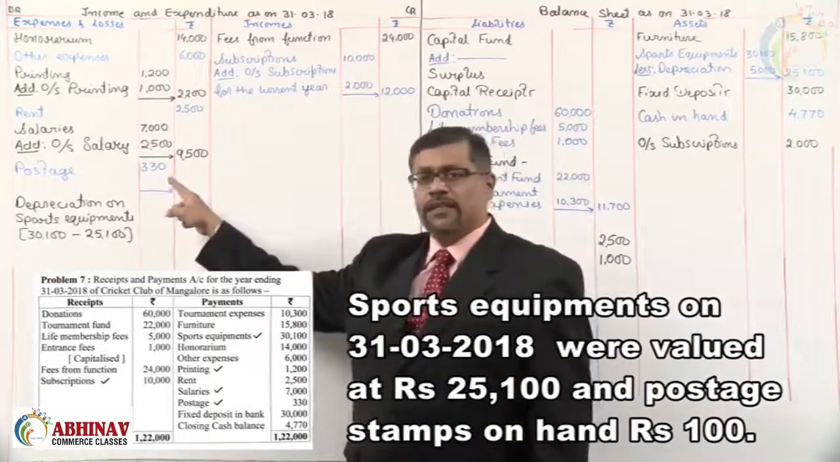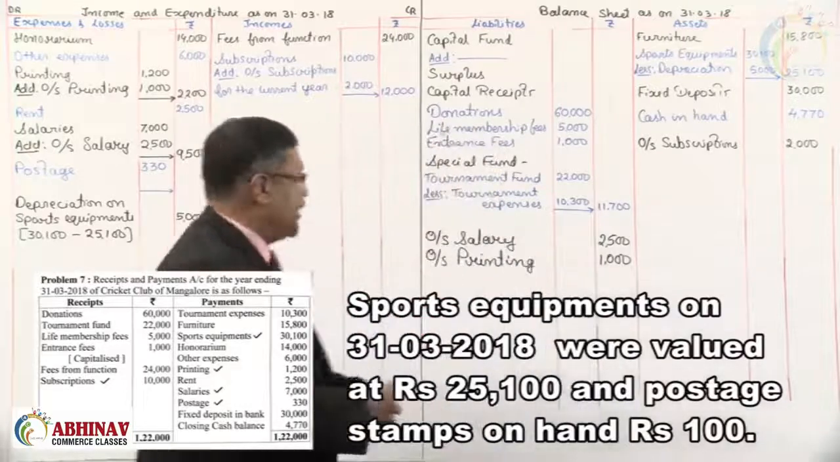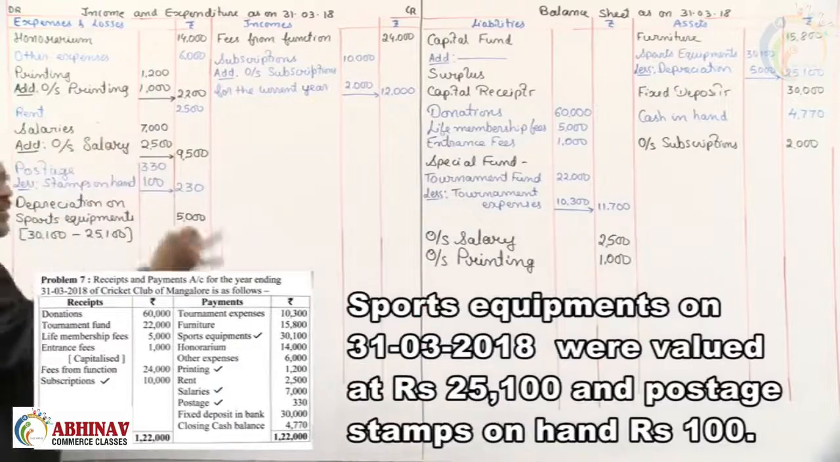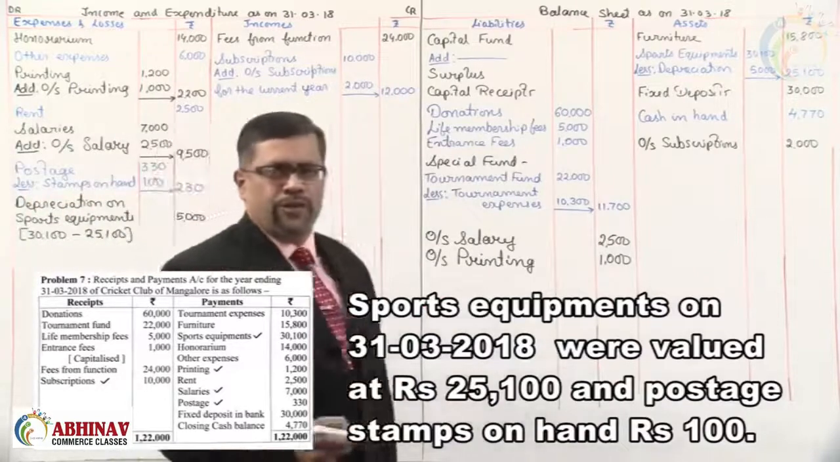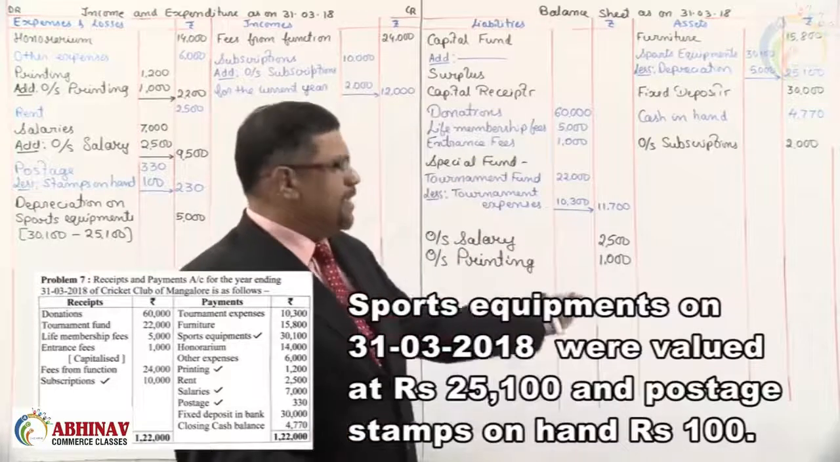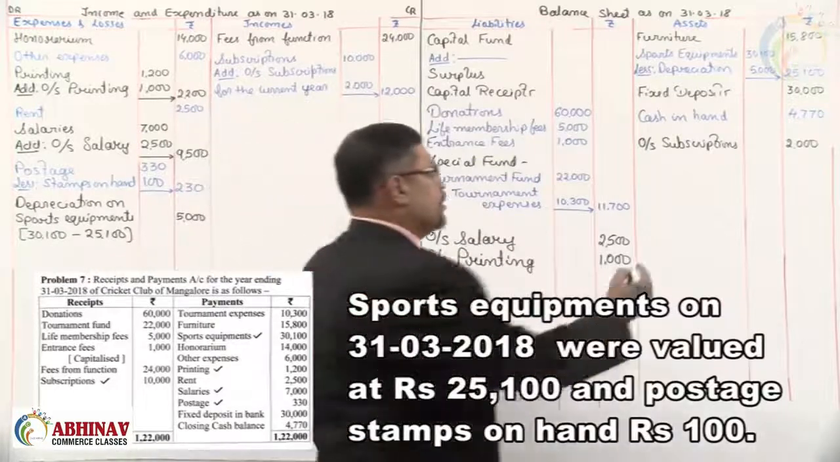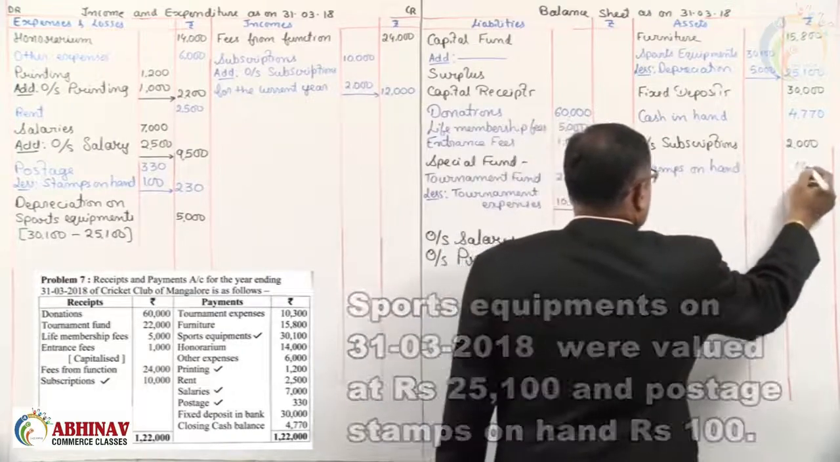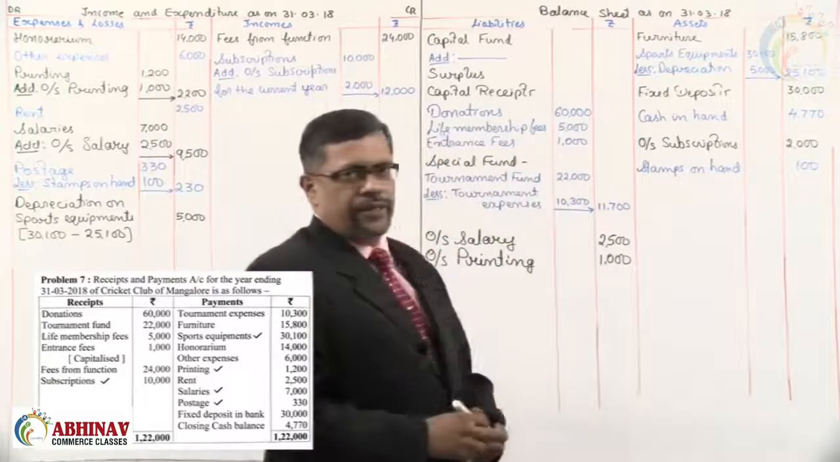Expenditure in the account should be 230. How much have we taken? 330. Let us see how to adjust that. So stamps used during the year are only rupees 230. Stock is an asset. Asset in the balance sheet. We'll show it as an asset. Stamps on hand, rupees 100.